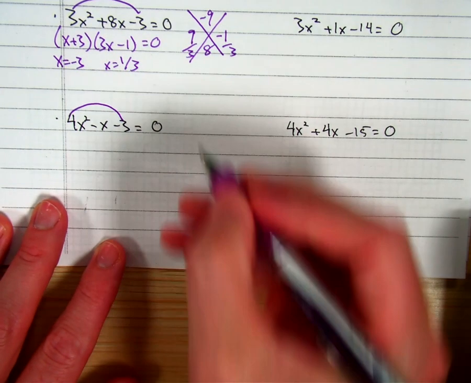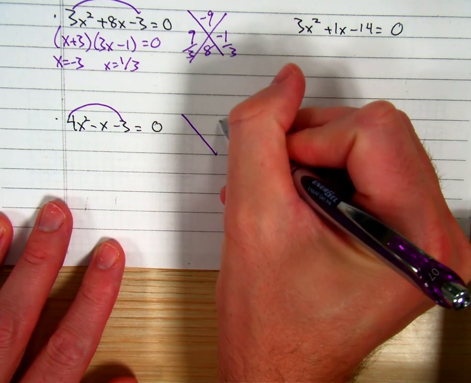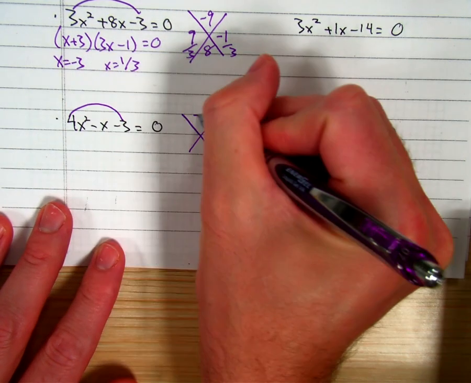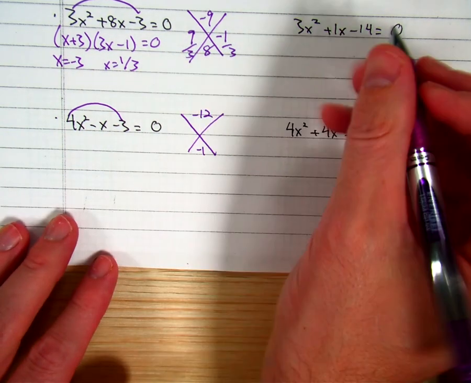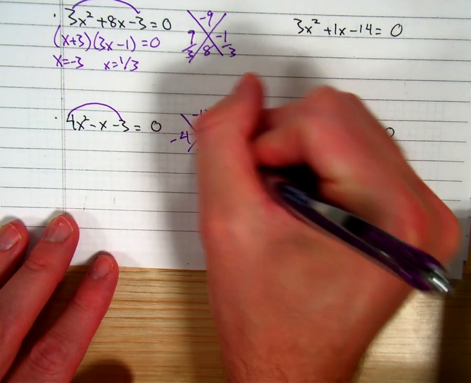4. Oh man, we just keep getting bigger here. We keep climbing the ladder. That's going to be negative 12 and add to negative 1. I got this one. Negative 4 and 3.